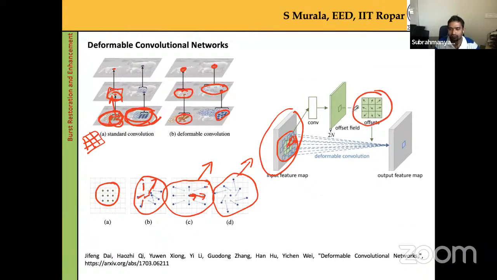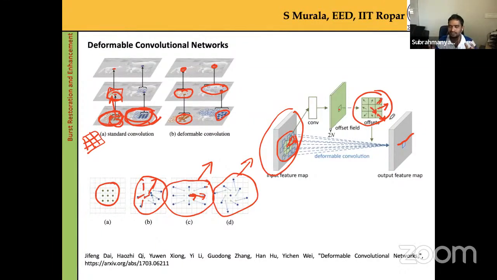Offsets give, for this 3 by 3 grid, how to move. From this location you move this much distance this way, this one will move this way, and here it will move this way. Different directions will be given, and the distance can also be decided. These are all called offsets. The offsets are utilized to collect the resultant data, and from there we pull the content for the dot product calculation. From there you get the resultant response. That is called deformable convolution.